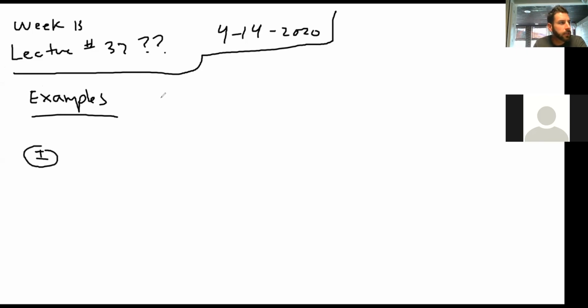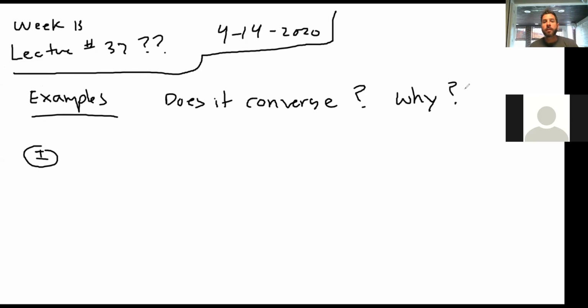basically we're going to ask this. Does it converge? And more importantly is why. See, again, there's two options here, converges or diverges. No one needs to know that you can flip a coin in your head and say it converges. What we do want you to be able to do is give a logical argument for why it either converges or diverges.